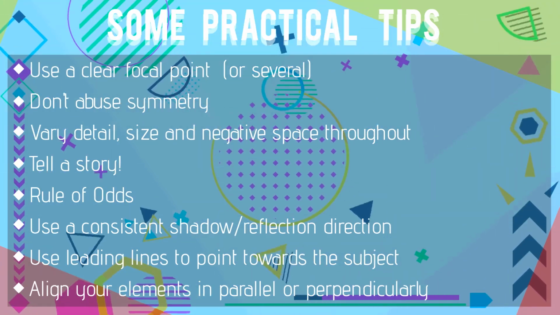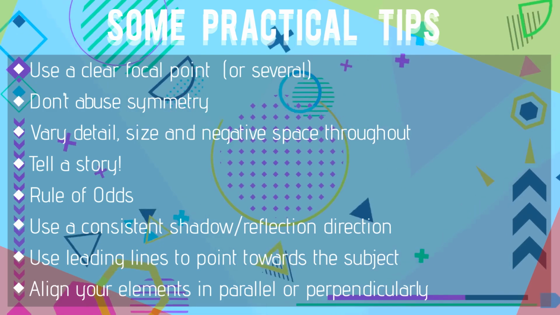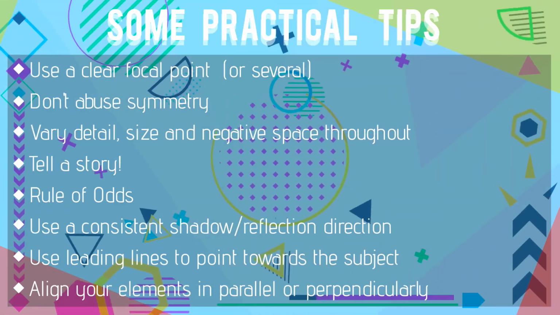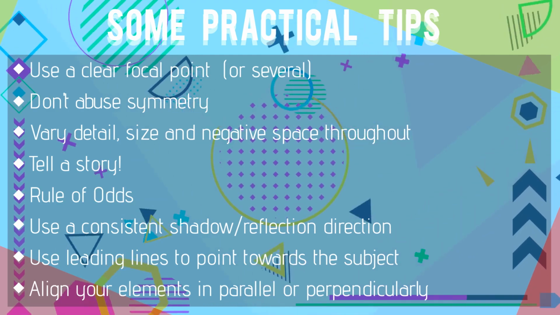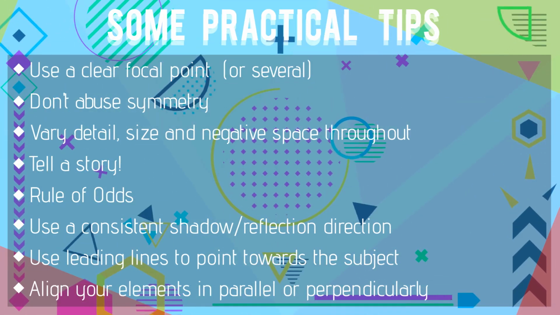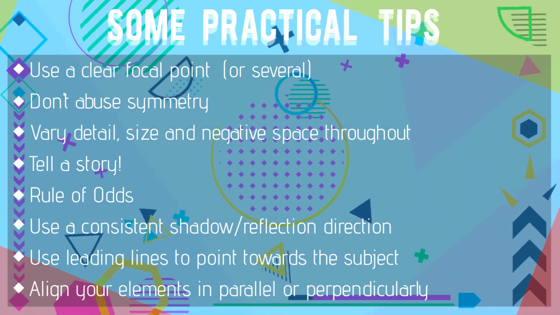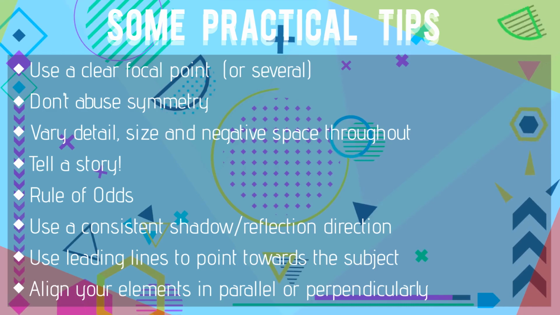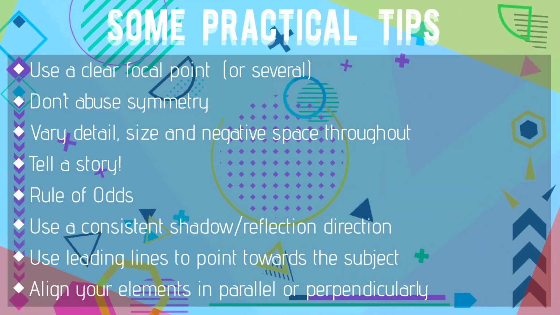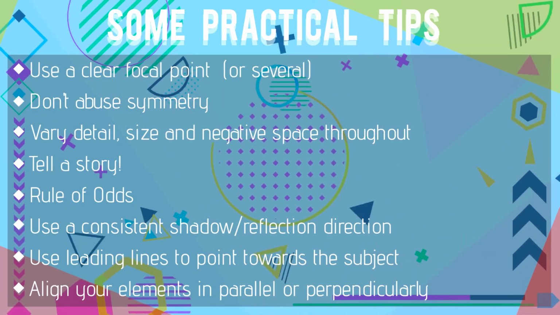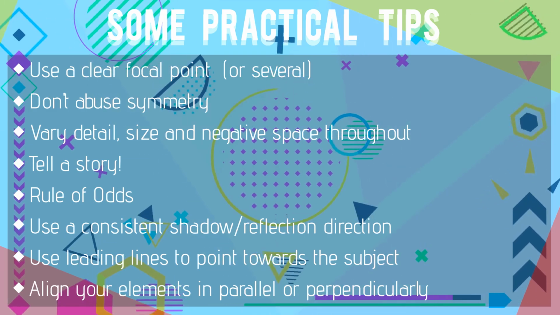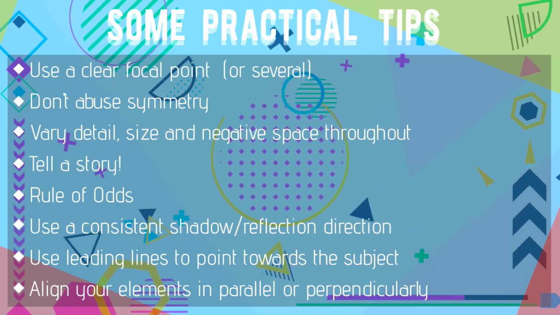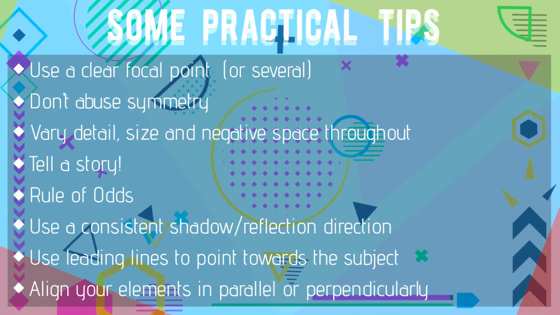You want to use a consistent shadow and reflection direction, and this usually only applies if you have a couple of lights and you're using diffuse materials, which I might be doing later, so we'll see about that. You can use leading lines to point towards the subject or focal point. For example, long bars or arrow strips that are directing the eye towards a specific point. And you can always align your elements in parallel or perpendicularly in order to create a nice effect, which is one of the things we're going to explore in one of the examples.